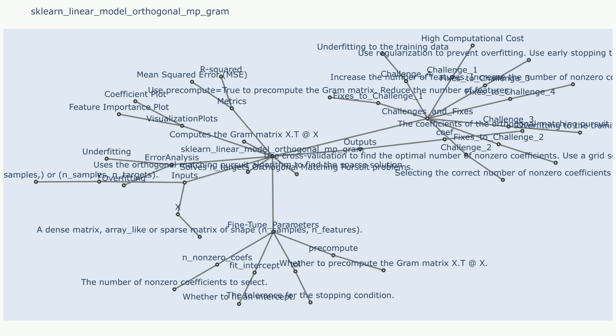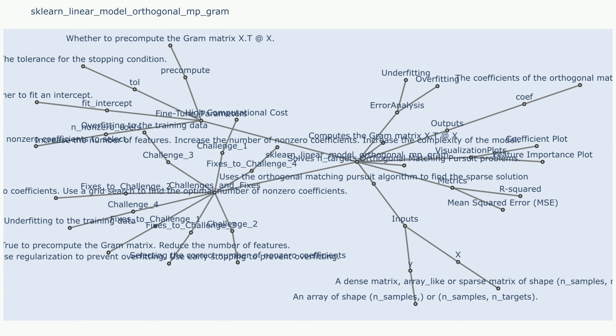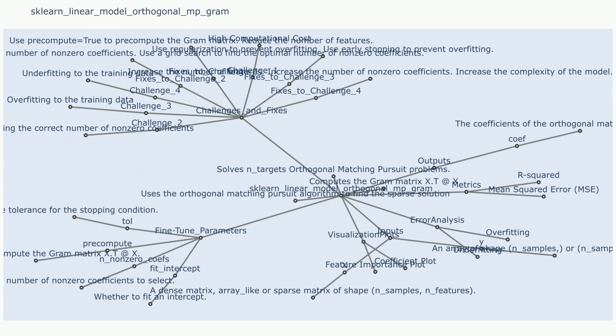Steps. Compute the gram matrix X^T X if not given. For each target, initialize the active set to the empty set. For each iteration, find the feature with the highest correlation with the residual. Add the feature to the active set. Solve the least squares problem using the active set of features. Update the residual. Stop when the number of active features reaches n_nonzero_coefs.